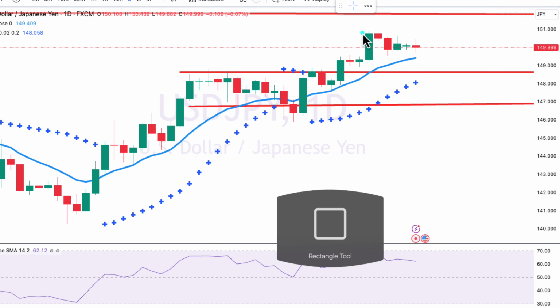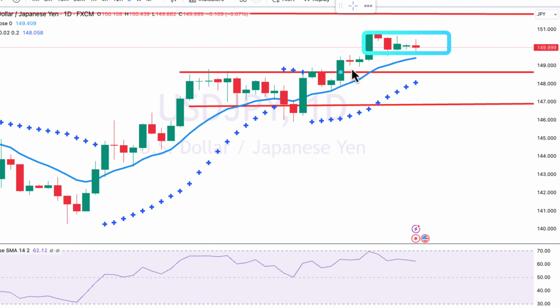Dollar yen, you can see it's just making a little base here. Remember, we don't want to be playing these little pullbacks. We want to be playing the overall move, which is still to the upside. So these are the ones that I'm really paying attention to.